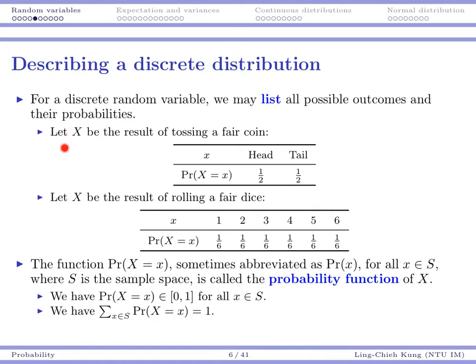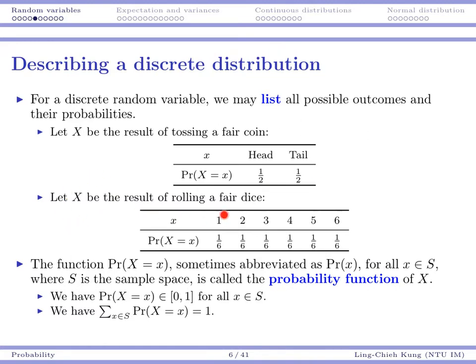Like, if x is the result of tossing a fair coin, then I know x may be either head or tail, right? Then if small x is head or tail, the probability for capital X to be small x is 1/2 for each outcome. So here, for this random variable x, the possible values or the sample space is head and tail, and each of them has the probability 1/2. So this table gives me a probability distribution.